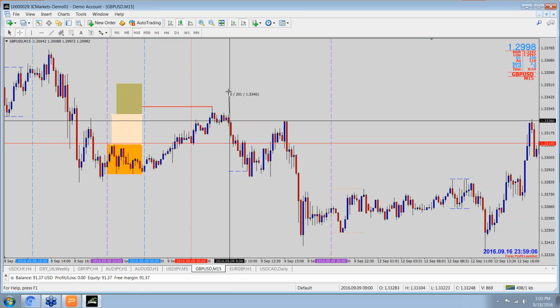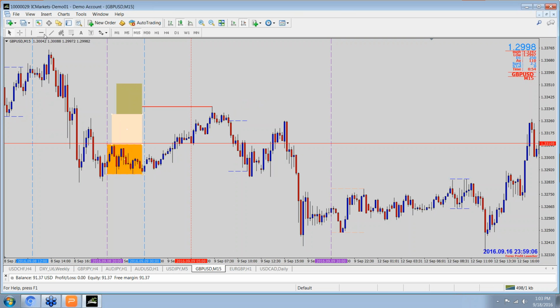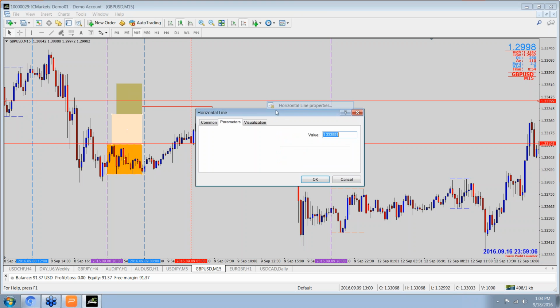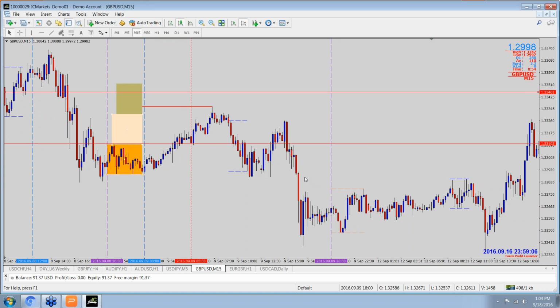This is what I recommend. It's a pretty conservative approach, not too aggressive. 20 pips is not that much. If you're factoring in your risk management properly, this should be no problem for you. So, 1.33461. All right, so there's our 20 pip stop.